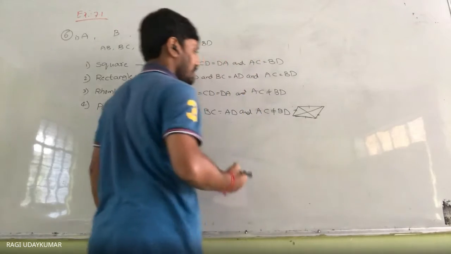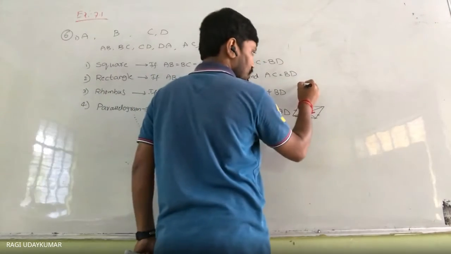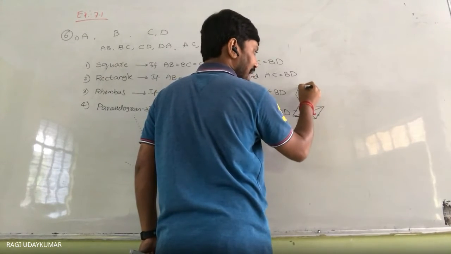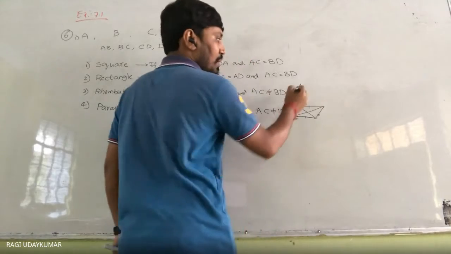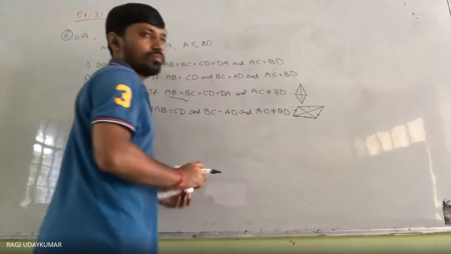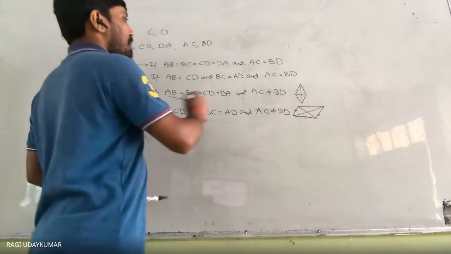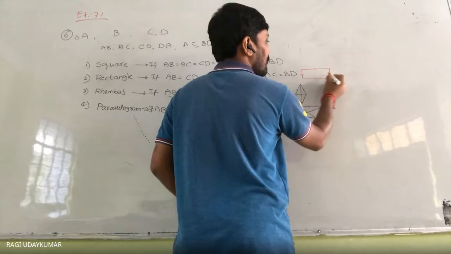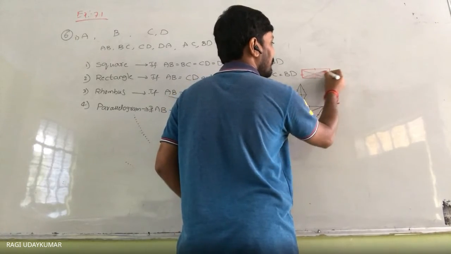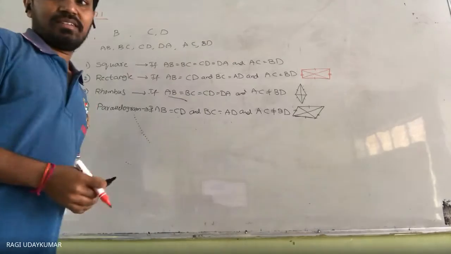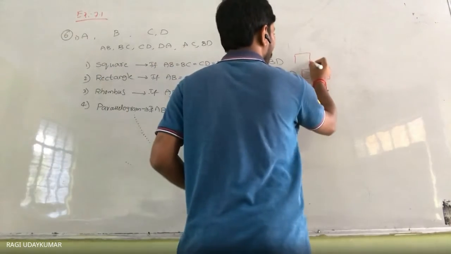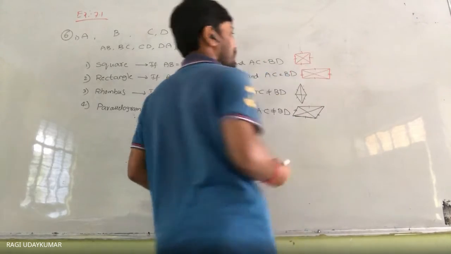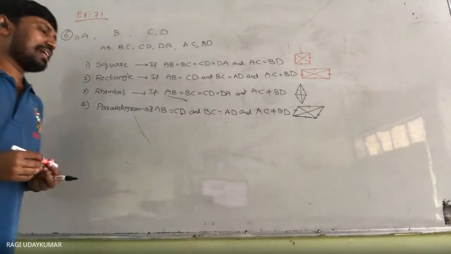Opposite sides are equal. In case of the rhombus, whenever you see that, a rhombus will be like this usually. Diagonal lengths are not equal, but all the sides are equal. And coming to the rectangle, opposite sides are equal in length and the diagonals are equal. Square: all the sides are equal and the lengths of the diagonals are also equal. So these are the four.